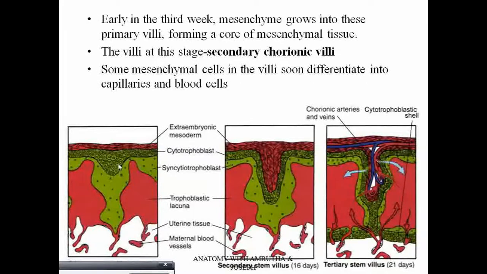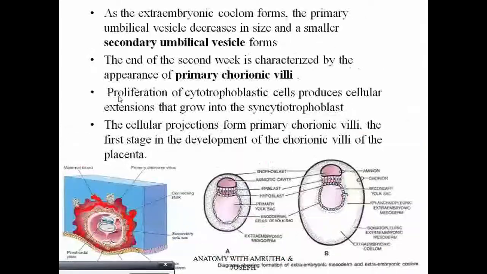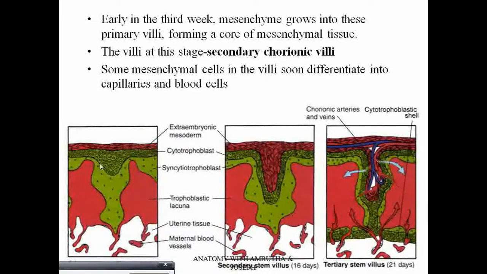Okay, early in the third week, mesenchyme grows into this primary villi, forming a core of mesenchymal tissue. Now extra embryonic mesoderm is present deep to cytotrophoblast. Let's see this diagram, you can understand better. See, this is cytotrophoblast and this is syncytiotrophoblast, and this is extra embryonic mesoderm or the mesenchyme. Now we are seeing the same diagram in a different view: cytotrophoblast, extra embryonic mesoderm, syncytiotrophoblast.